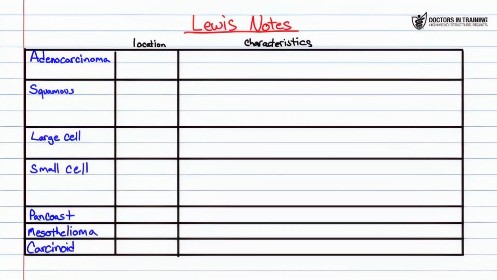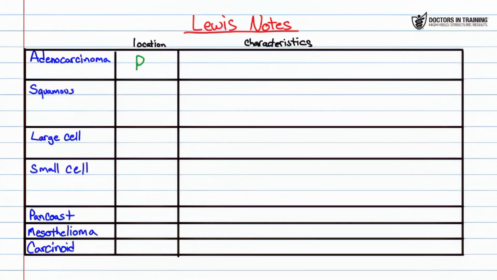Let's hit the high-yield stuff again in the Lewis notes. All right, everyone, welcome to another Lewis Notes. We got a lot of info to go through on our lung cancers. Let's just go ahead and get going here. We're going to do location and characteristics. First we're going to start with adenocarcinoma. And remember, its location is more peripheral, so put a P right there.